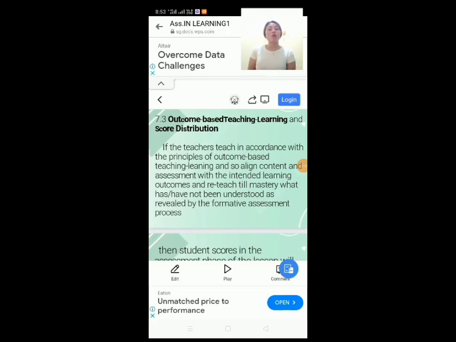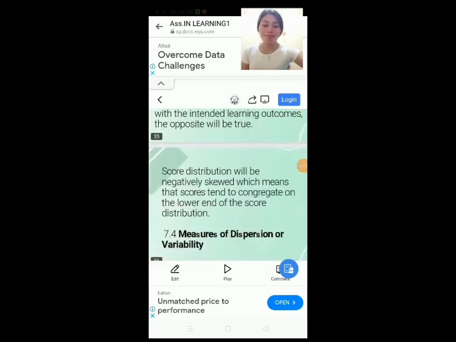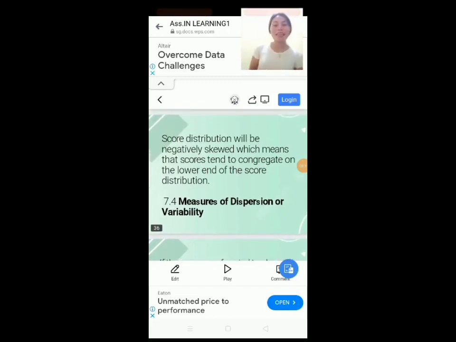So if the teacher teaches in accordance with the principles of outcome-based learning, and the students did not understand something, the teacher will reteach it so that the students can master what they have not yet learned. They go through the formative assessment process. Otherwise, the score distribution will be negatively skewed, which means that scores tend to congregate on the lower end of the score distribution.